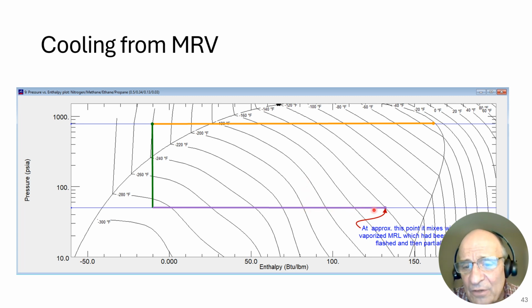And when this MRV gets to a point here where it's about minus 140 degrees, same as we had in the earlier slide, it mixes with the MRL and becomes just MR, which has more cooling remaining in it. So the two streams mixed together now continue on cooling until it gets close to the temperature that the feed gas is coming into the process at.